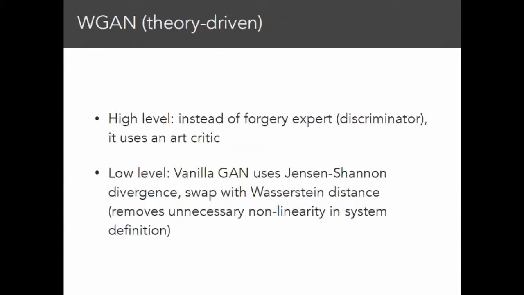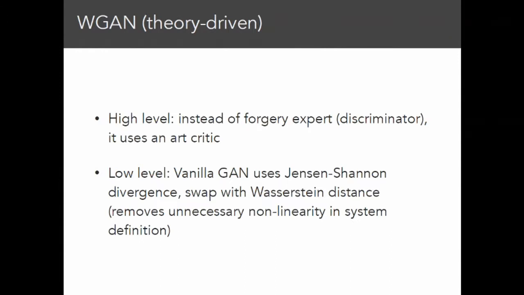So WGANs, or Wasserstein GANs, on the other side, have a totally different approach, which is instead of casting GANs as an art forger versus forgery expert, where a discriminator is saying this looks fake or this looks real, we, at a high level, recast it to be an art critic, where an art critic is able to say to an artist, hey, this is much better quality or much worse quality, but on a scale that's not bounded. And that actually makes all the difference.